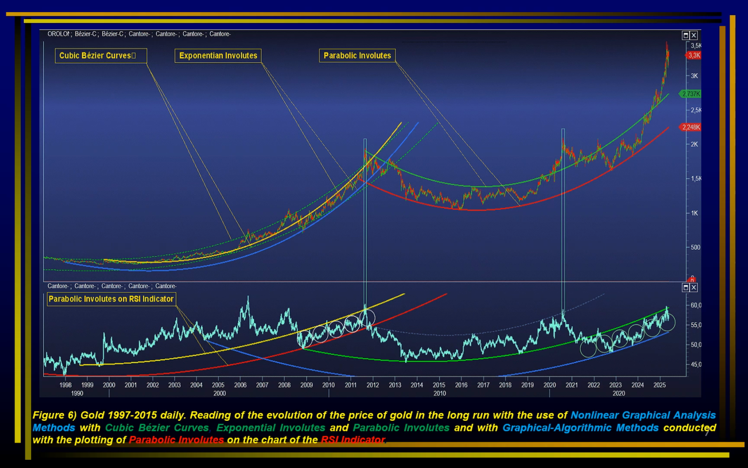The use of nonlinear graphical analysis methods, and in particular of graphical algorithmic analysis, useful on the operational trading front, is particularly fruitful in its application in terms of asset allocation and the use of parabolic channels, i.e. formed by two parabolic involutes, on the chart of the RSI indicator. If anything further graphically interpreted with oscillatory circles, they are particularly useful in terms of decisions, especially of asset allocation.